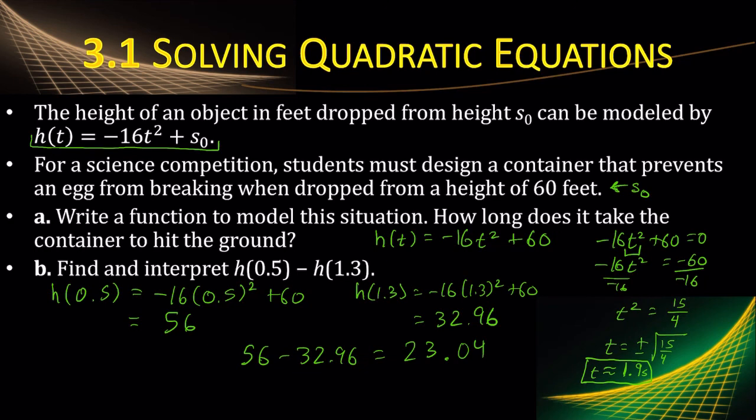And what is that? Well, h is the height, so if I subtract two different heights, it gives me the change in height, or how far it fell. So it fell about 23 feet between 0.5 and 1.3 seconds.